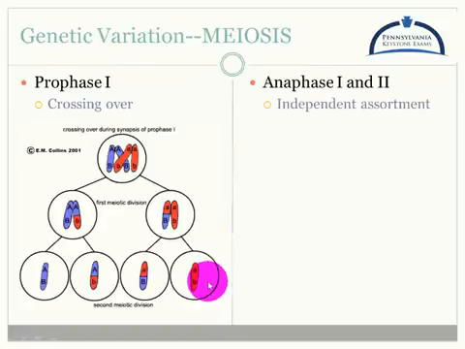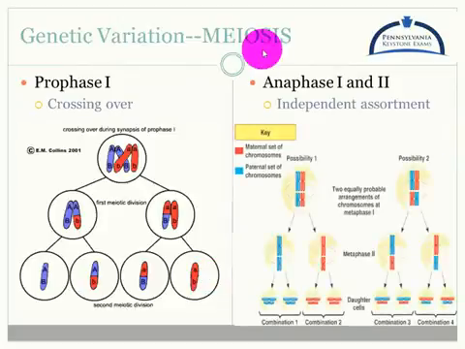We also have independent assortment, which happens in anaphase 1 and anaphase 2. And that's the idea. During metaphase and during anaphase, you don't know how they're going to line up. You don't know how they're going to separate. So they're showing you that all the blues could be on the left and all the reds could be on the right, or blue, blue, red, red. It's completely equal probability. It's just luck. So those cells could look like this, and those cells could look like this, and those cells could look like that. So it's really the lining up in metaphase and the moving apart in anaphase.